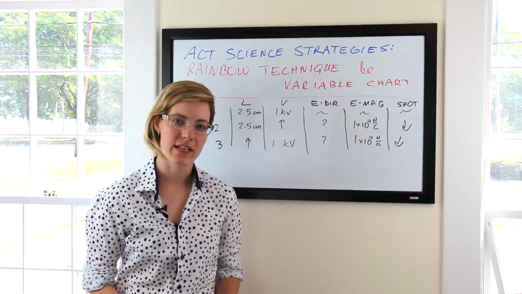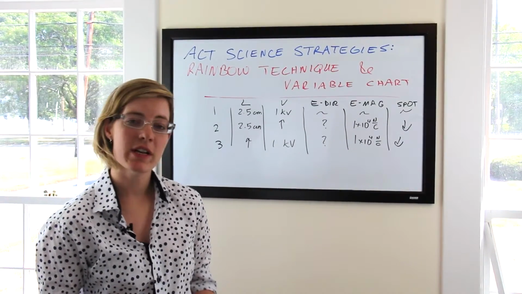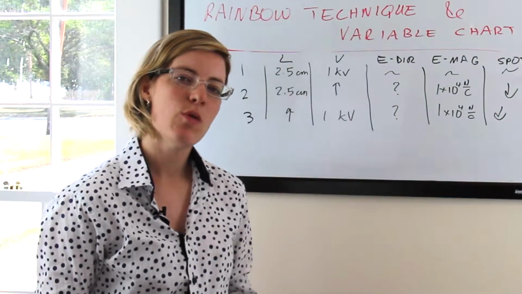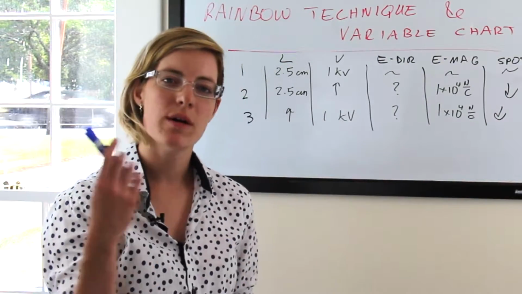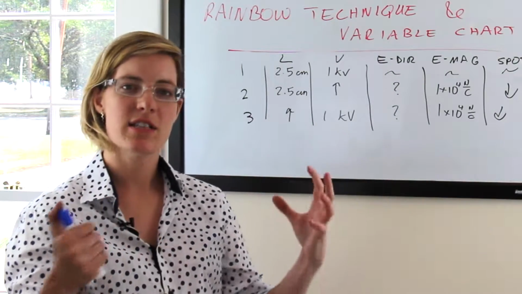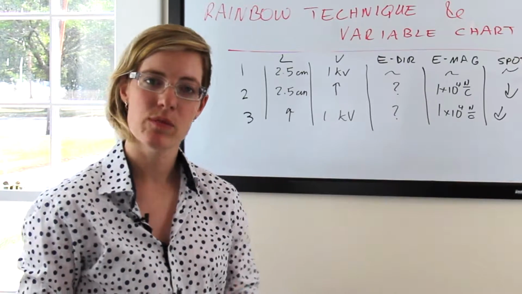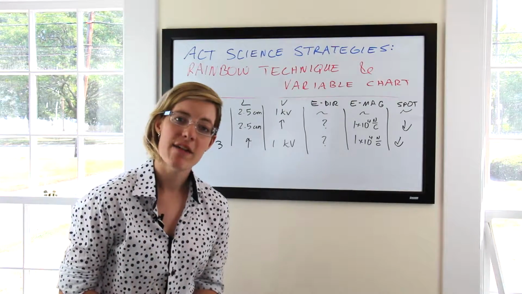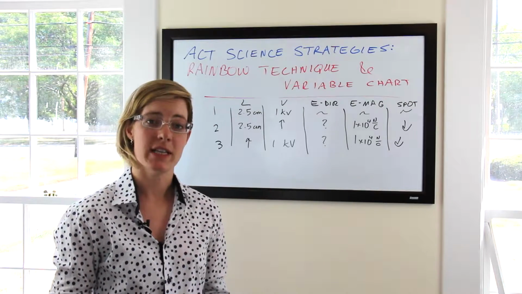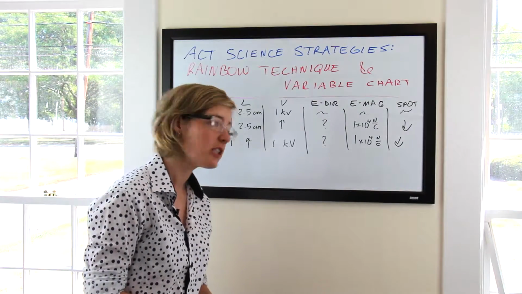So the rainbow technique is useful for noting differences in text passages. But what are you going to do when you have a full page, or maybe even more than a full page, of tables that are summarized with different constants held for each table? Now, one note, if you're a fast worker, this is going to be one of your most useful techniques. I like to call it the variable chart.